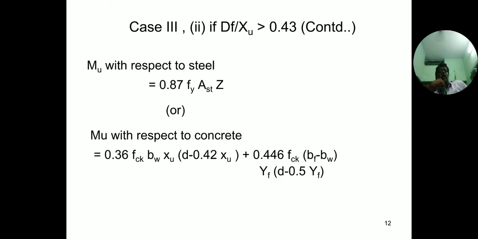Mu with respect to concrete is the moment of resistance with web plus the moment of resistance with flange. Moment of resistance with web is 0.36 FCK BW XU (D minus 0.42 XU) plus 0.446 FCK (BF minus BW) into YF into (d minus 0.5 YF). Note down.